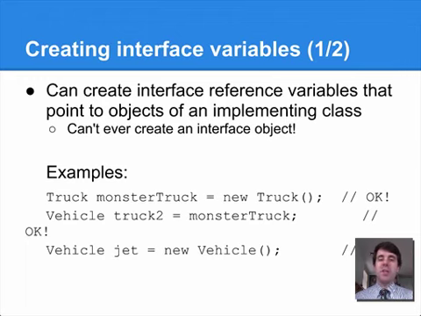Because truck implements a vehicle, that works fine, and there's no problem with that. The only thing you can't do is create a new object of an interface type. You can never say new vehicle, because interfaces are not classes, they're just lists of methods. So you can't do that.